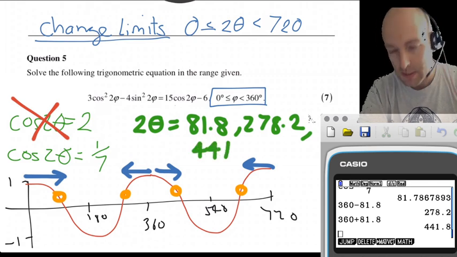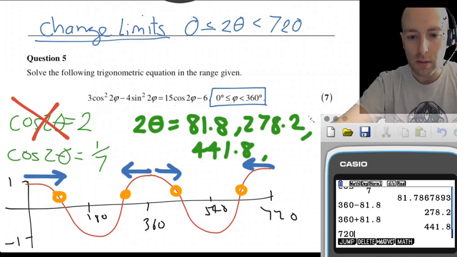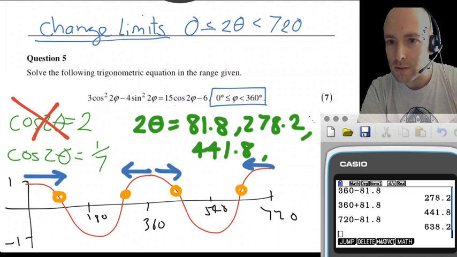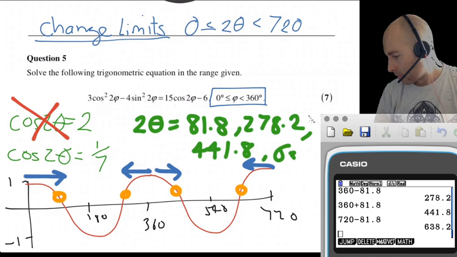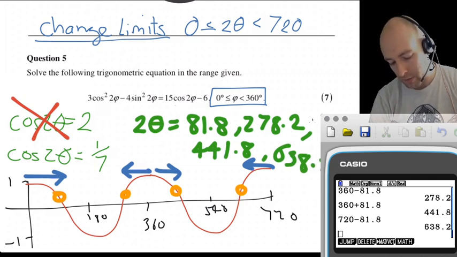And the last one is going to be 720 take 81.8, which is going to be 441. Wait, which gives me 638.2. So those are my four solutions, but I haven't finished yet.